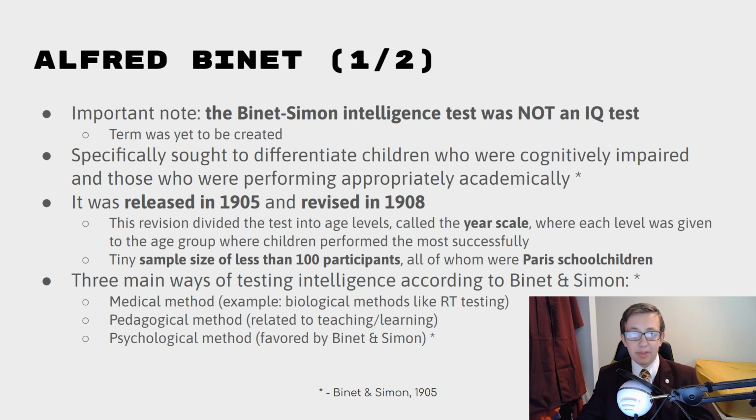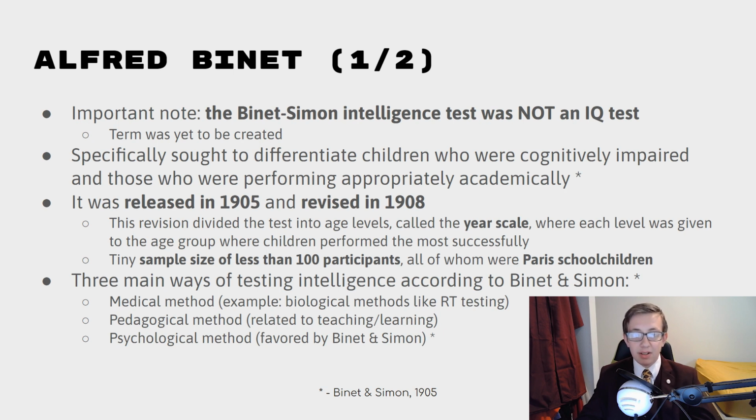They had a sample of less than 100 participants, and all of them were Paris school children. Their 1908 revision divided their test into something called the year scale, based on age levels, where each level was given to an age group where the children performed the most successfully, which is how they established a mental age almost. And it's also important to understand the 3 theories of intelligence when they created their tests.